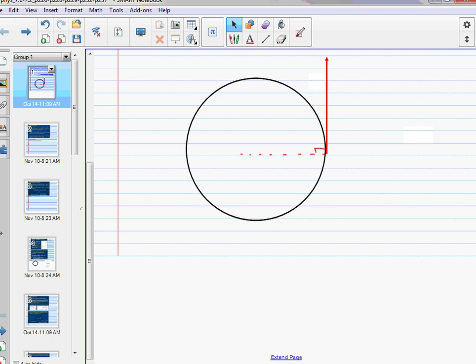Remember what Newton's first law was about? An object at rest stays at rest. An object in motion keeps moving at the same rate, in a straight line, unless some other force acts on it.